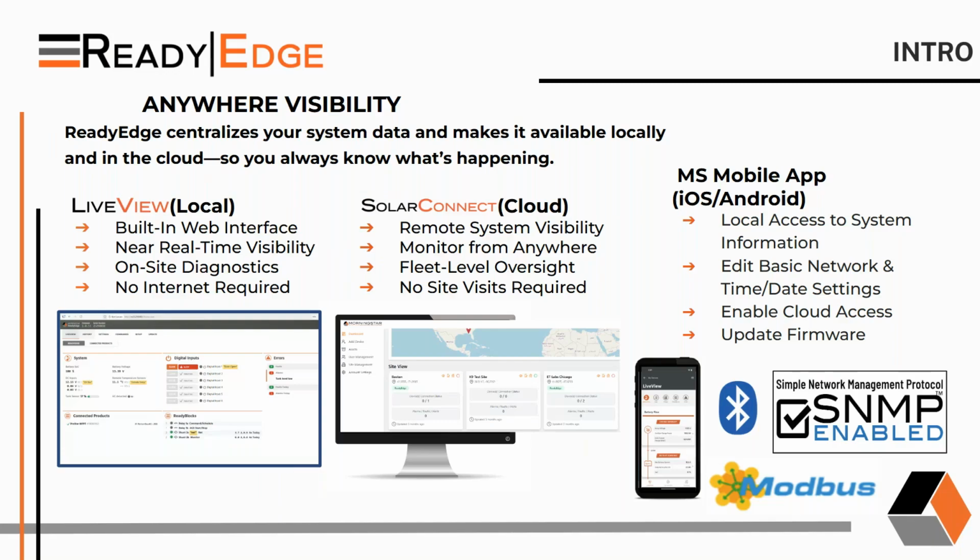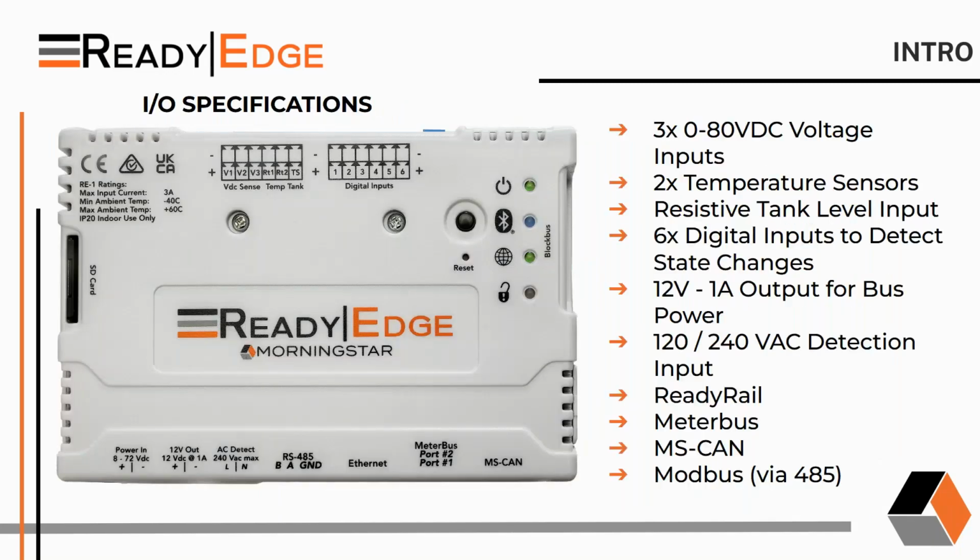So here's a close-up look at the ReadyEdge. If this is your first time here, I'm just going to quickly go over the I/O and some of the hardware features of it before talking more about what it can do. So going clockwise around the ReadyEdge, we have 3 0 to 80 volt DC inputs for monitoring voltages. We have 2 temperature sensor inputs. We have 1 tank sensor input that is specifically designed for use on generator gas tanks. So it has an EU and a US standard that varies based on the ohm ratings, which we'll look at.